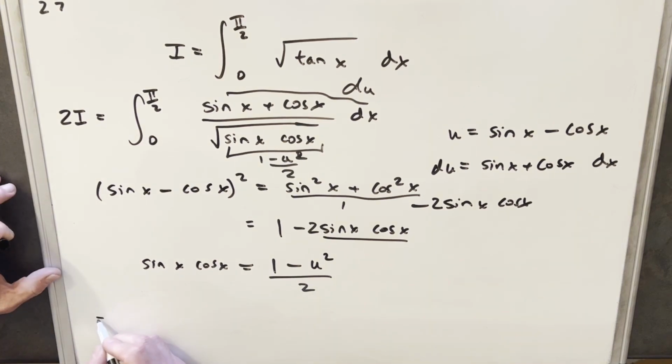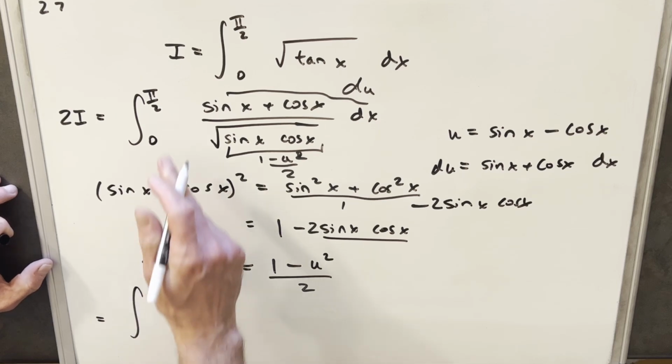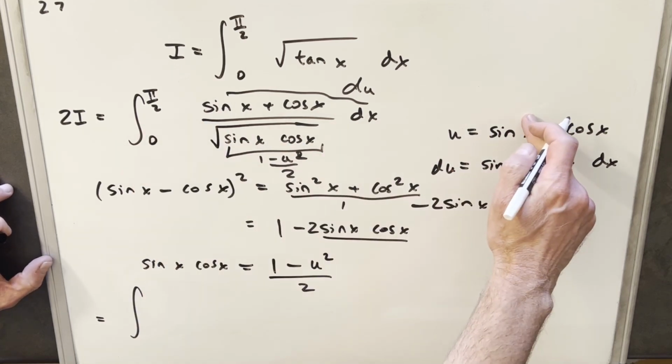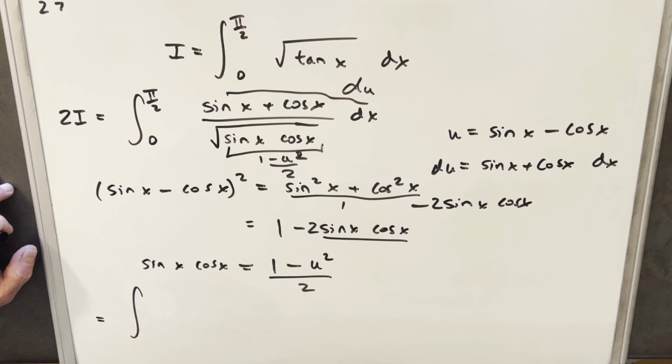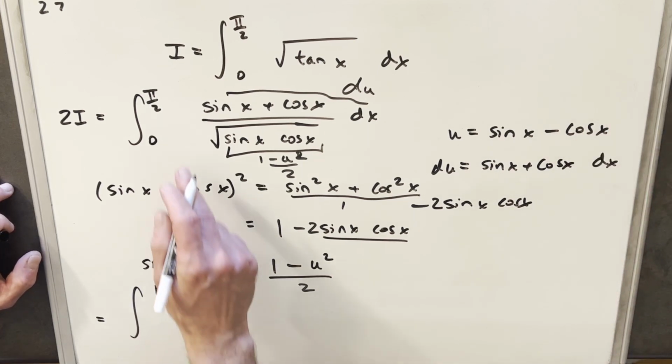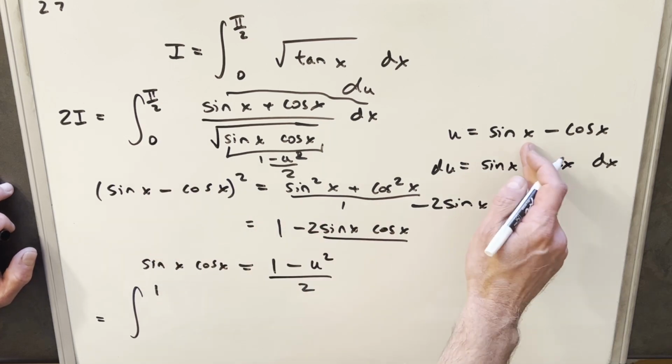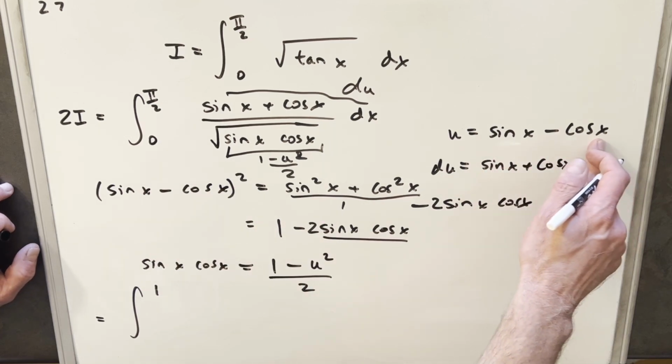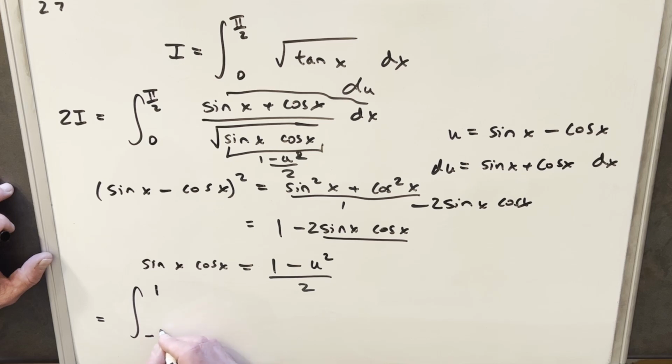Okay, so now I'm ready to make this substitution. First I'm going to update my bounds. I'm going to plug pi over 2 in here. Sine of pi over 2 is 1. Cosine pi over 2 is 0. So for our upper bound, we're just going to have 1. And then plugging a 0 in, sine of 0 is 0, cosine 0 is 1. Our lower bound is going to be minus 1.